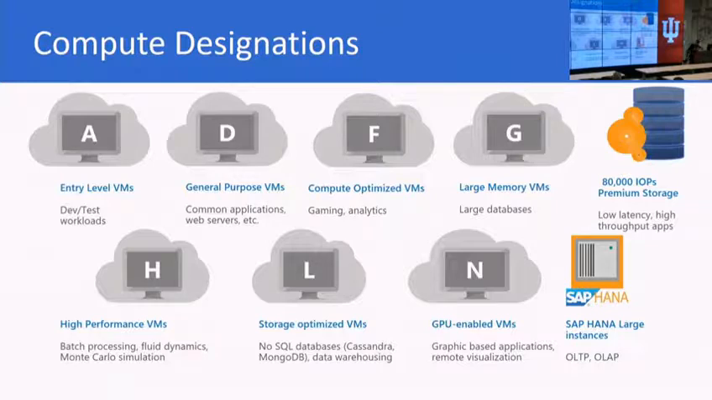Just a quick overview of the compute designations. We offer everything from entry-level VMs for your dev test workloads, and we'll show you this in the portal in a few minutes, where they're just perfect for dev test workloads, all the way to large memory VMs. So if you have databases that require a lot of memory, those are the G-series virtual machines, to high-performance VMs, the H-series, so batch processing, fluid dynamics, simulations. Those are the virtual machines that you all will be focusing on.